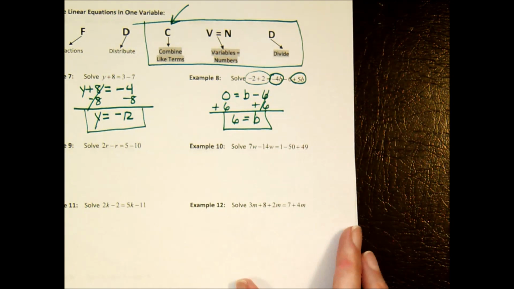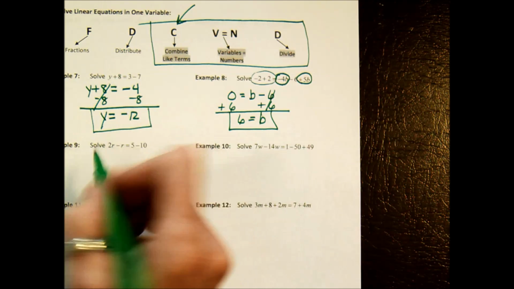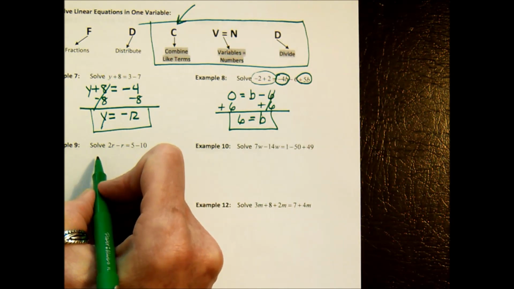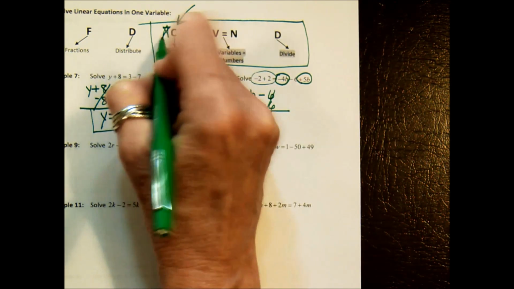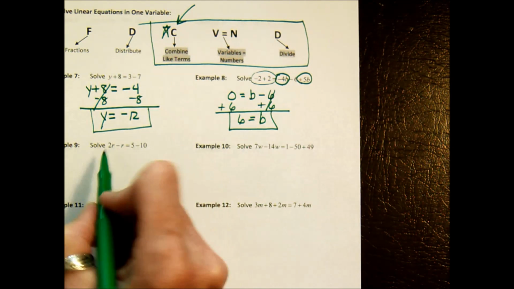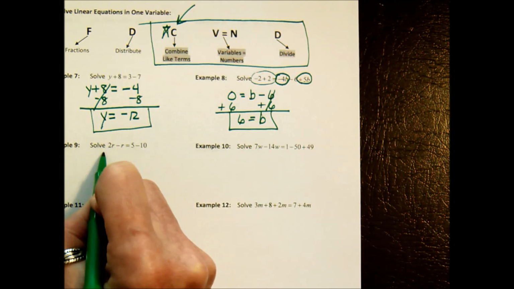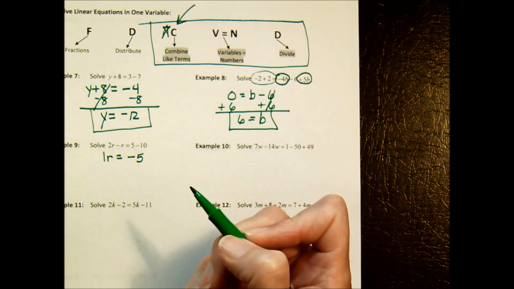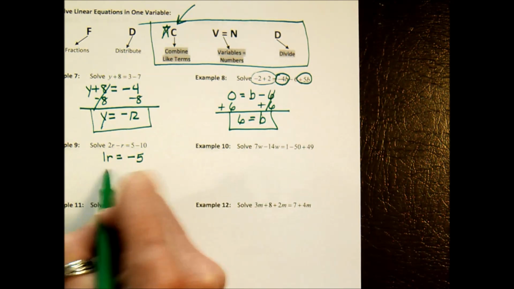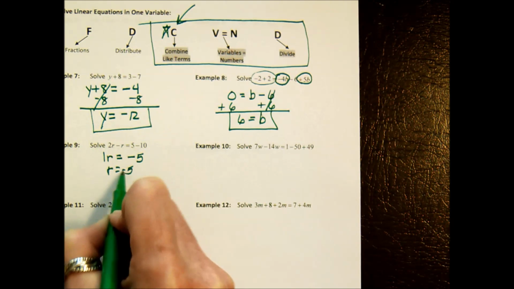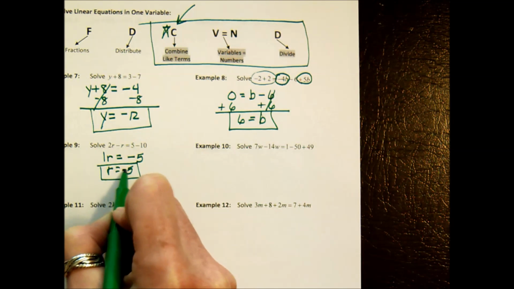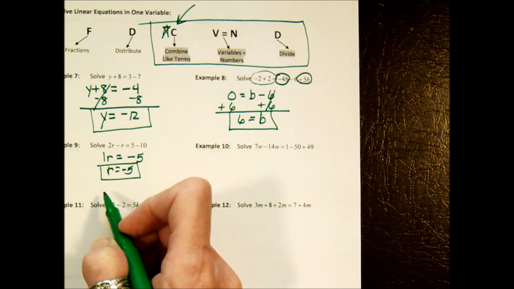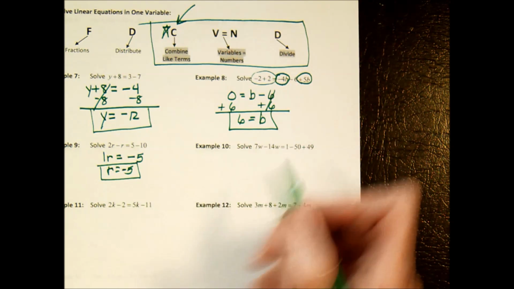Number 9, combine like terms first. Always combine like terms, all right, before you start doing anything else. So 2r take away r is 1r. 5 take away 10 is -5. And because that's a 1, we're done. That's all there was necessary to do on that one. The variable was already isolated. All right, let's look at this one.